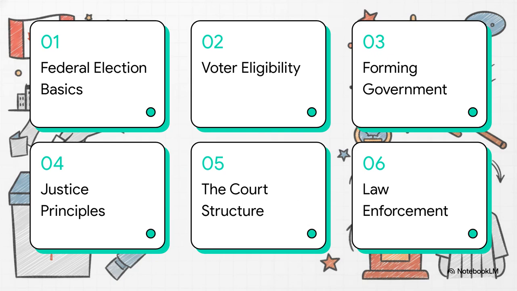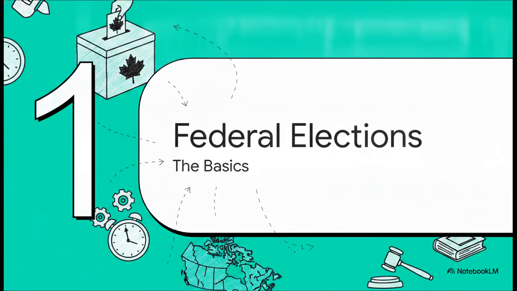Here's our strict syllabus for today's review. We'll be hitting federal election basics, voter eligibility requirements, forming the government, Canadian justice principles, the court structure, and finally, law enforcement and police. Remember, we are only zeroing in on the most highly testable facts today. All right, let's dive right into Section 1, Federal Election Basics.